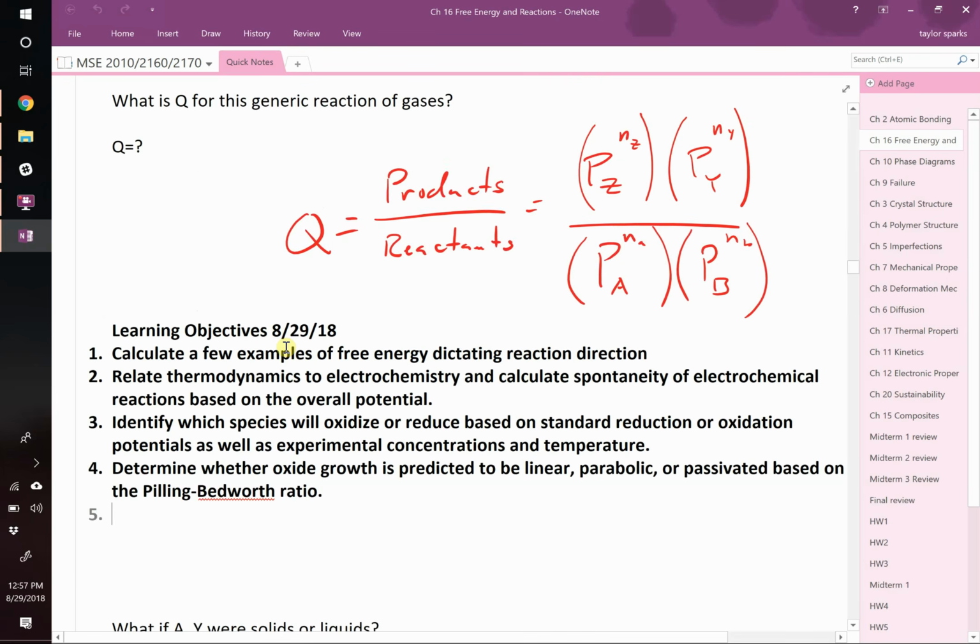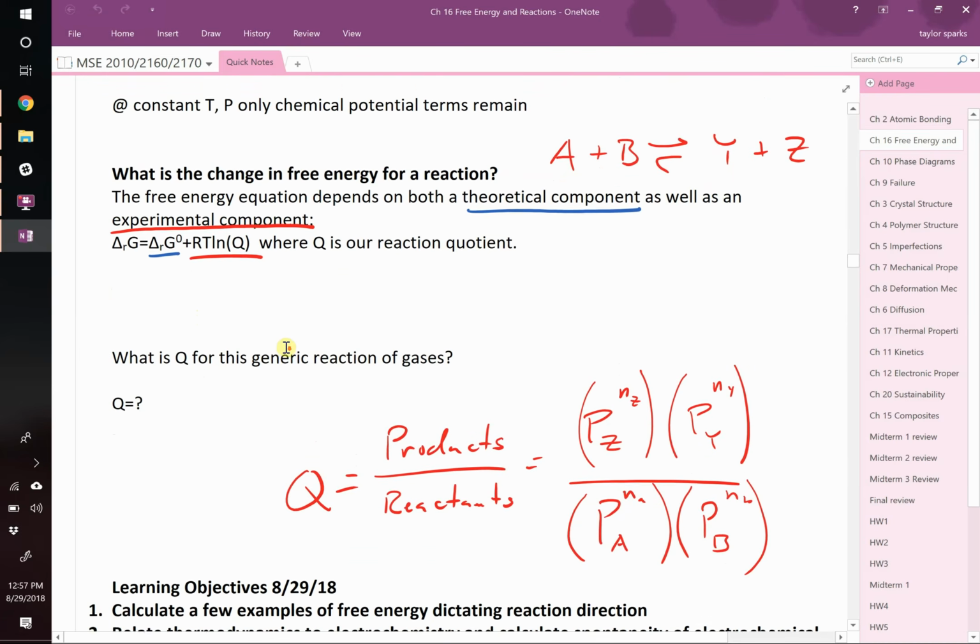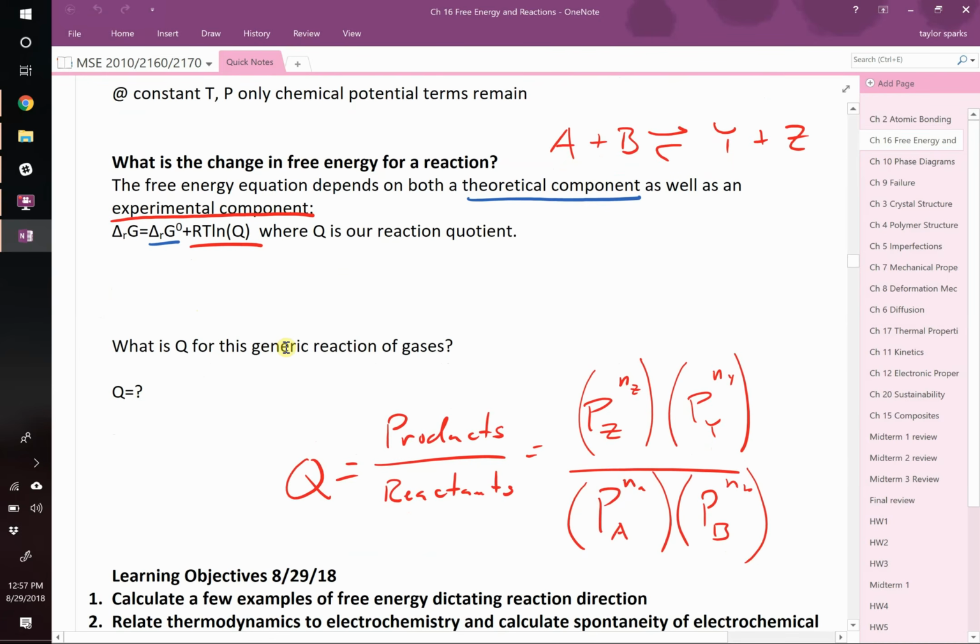Okay? So the very last thing we said is that this overall change in free energy for a reaction, that's delta sub R, the change of the reaction, its Gibbs free energy, delta sub R G, has two components. It's got the theoretical component as well as the experimental component, right?